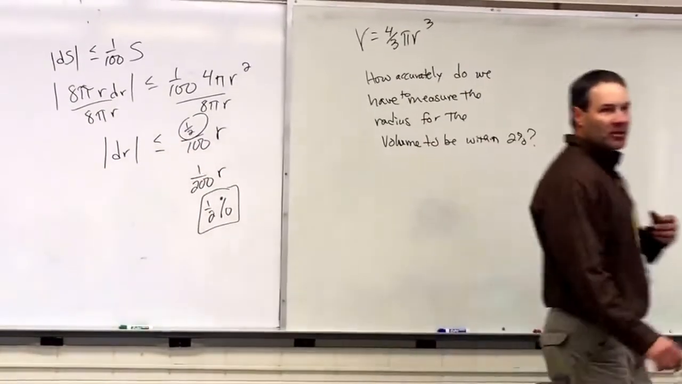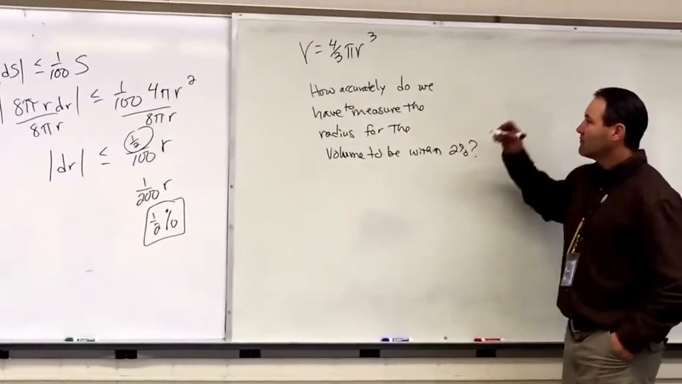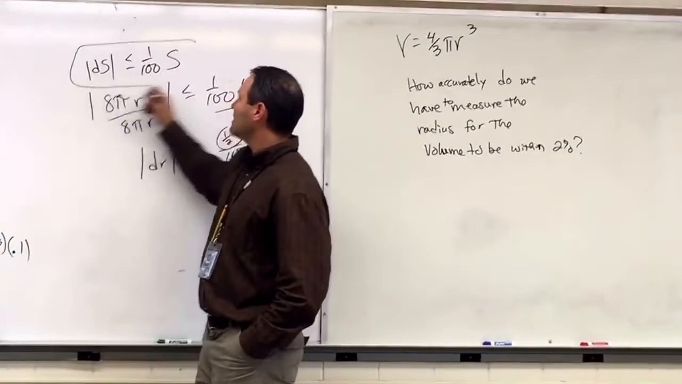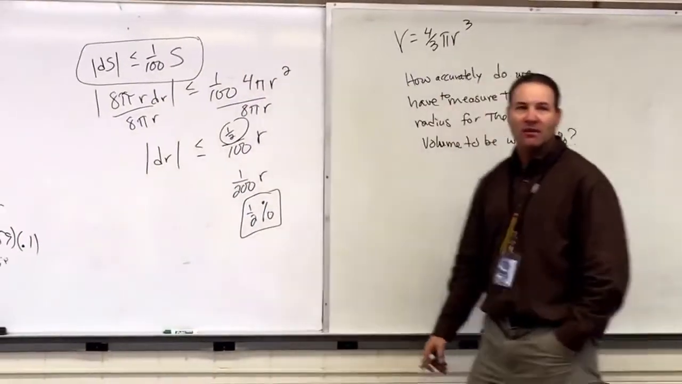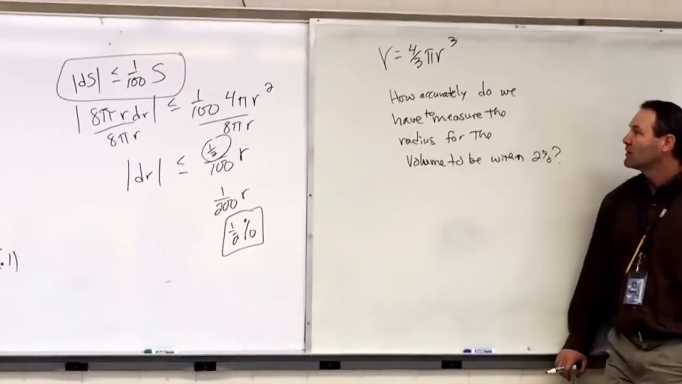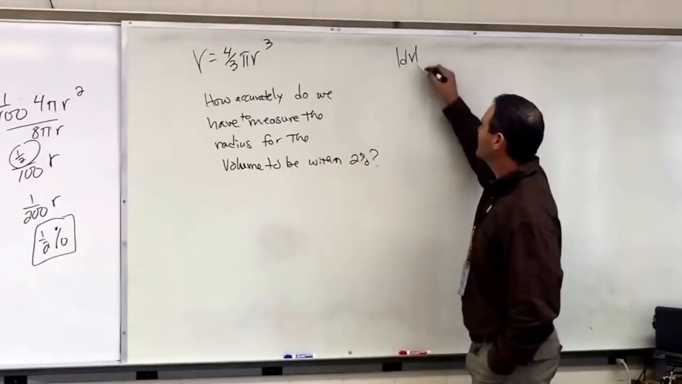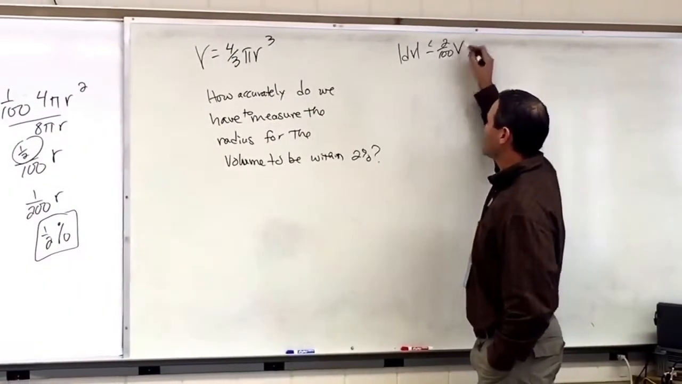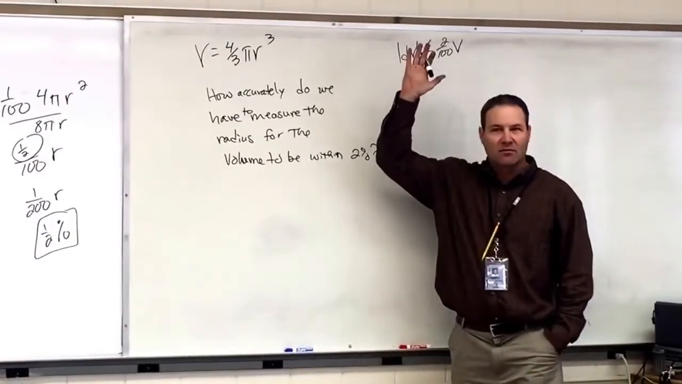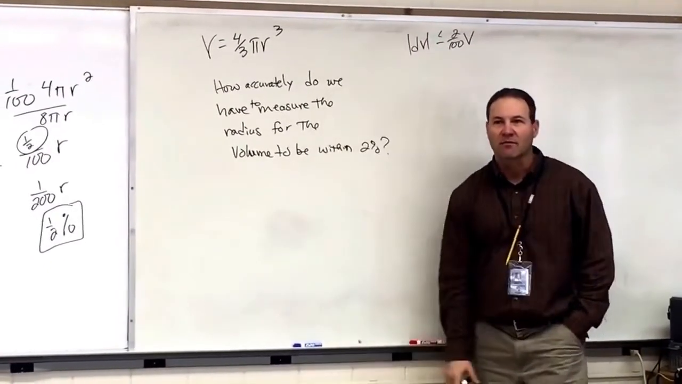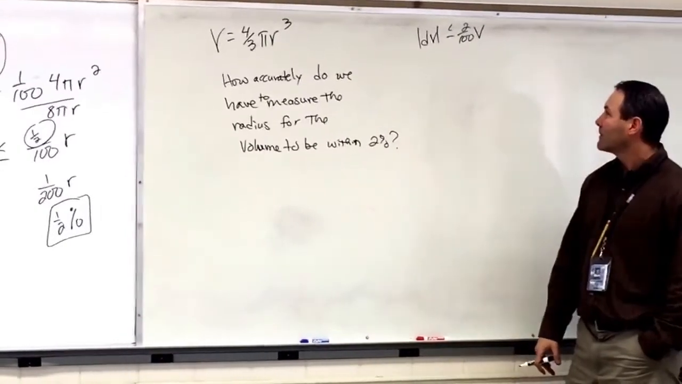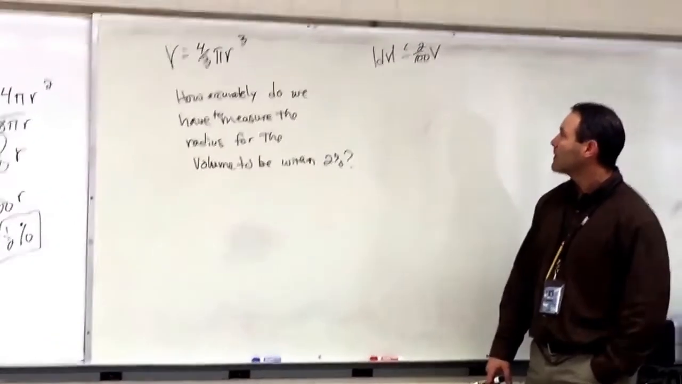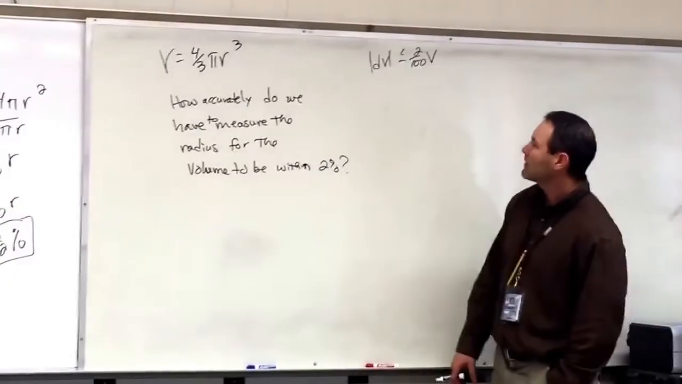Alright, so we're given our formula, but this first step is the most important. So see if you can figure out what we're going to write there. dV has to be within 2% of the actual volume. Anybody have that? Okay, good. We're getting there. Wait, why would you put V there and not R? Because you're finding volume. Okay.